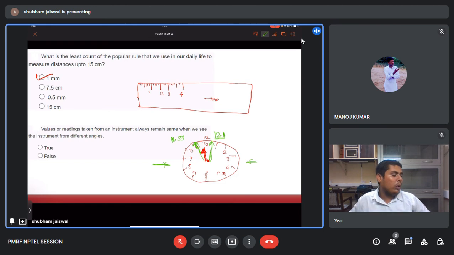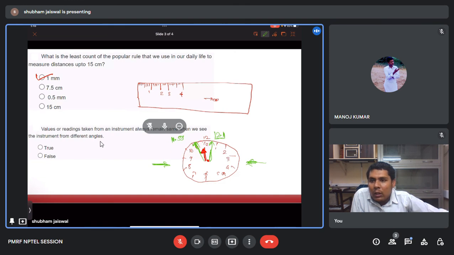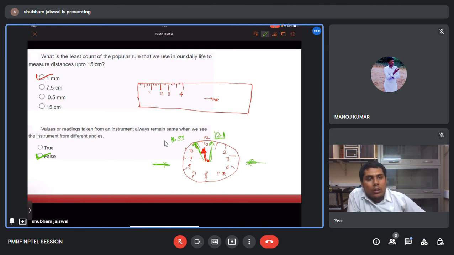So what we are seeing means it is misguiding us. The viewing direction will misguide us if it is not perpendicular to the indicator. So the statement that values or readings taken from an instrument always remain the same when we see the instrument from different angles is false. As we change the angle, the reading is changing, so the instrument will not give the same answer from different angles.